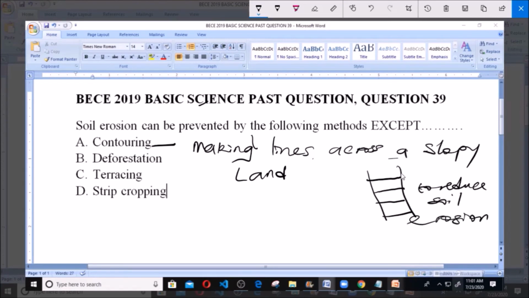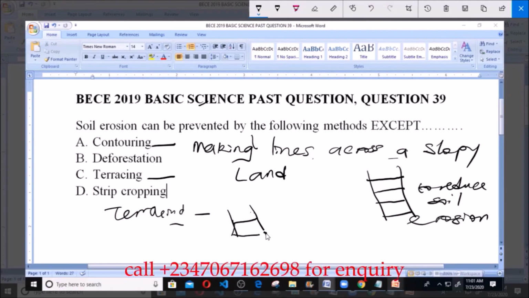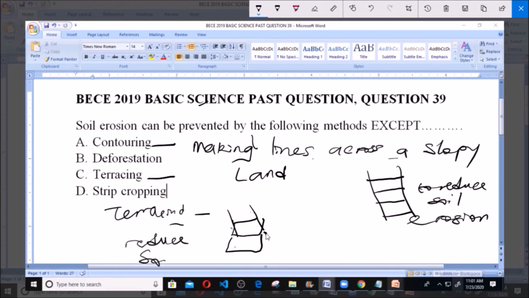Now, C says terracing. Terracing here simply means converting a sloping land into steps. Take for instance, you have a sloping land like this. The act of converting the sloping land into various steps, let's say you have your first step like this, then the next step like this, the next step also like this. This is what's called terracing, and it helps to reduce or control soil erosion.